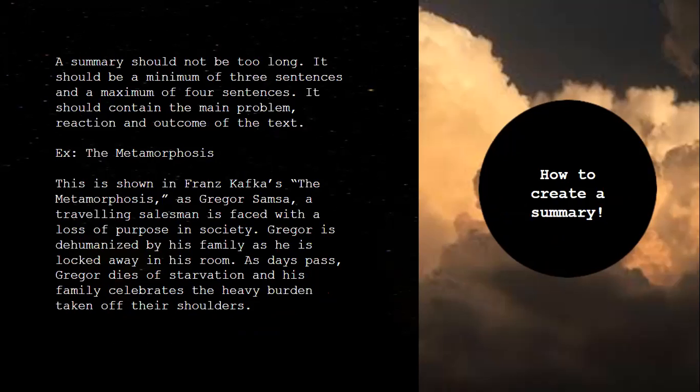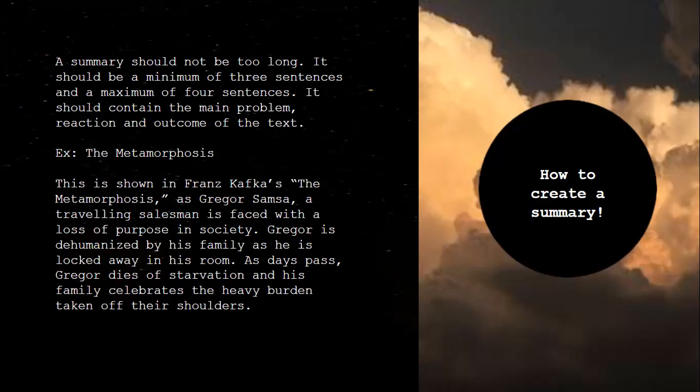How to create a summary. A summary should not be too long. It should be a minimum of 3 sentences and a maximum of 4 sentences. It should contain the main problem, reaction, and outcome of the text. The one that I wrote for The Metamorphosis is shown below. I also wrote a transition statement with it, from the hook all the way to the summary.